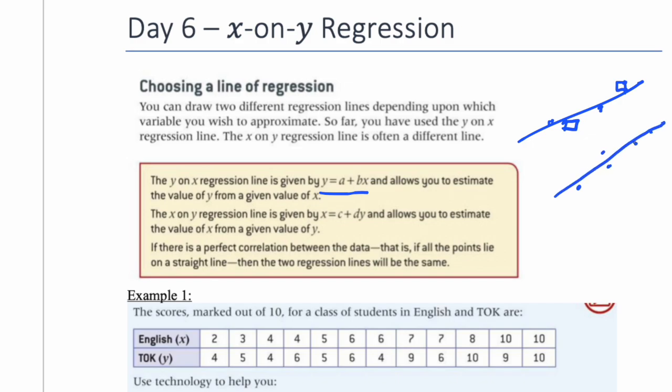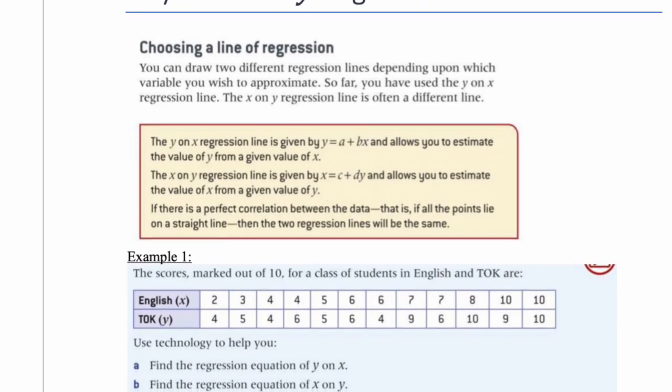But you can also have an equation where we minimize the horizontal distance from the point to the regression line, so the squares of these residuals. Okay, and what it creates is an equation that's better for predicting x values when you have y values. So it's not appropriate to substitute a y value into a y on x regression line to estimate x, or it's not as accurate as if you did it on an x on y regression line.